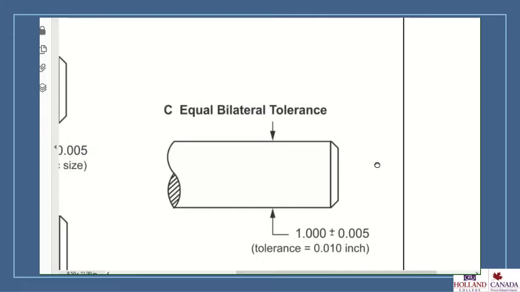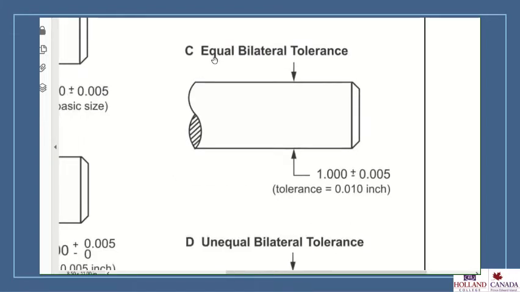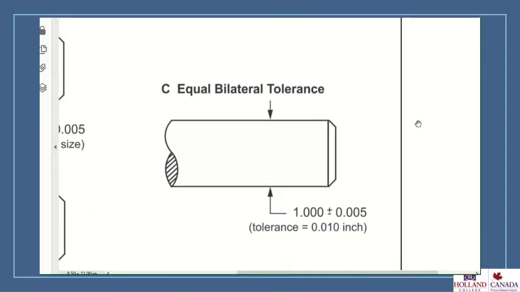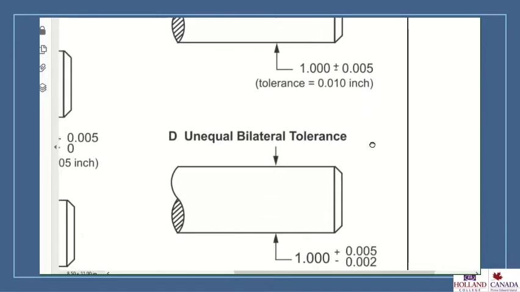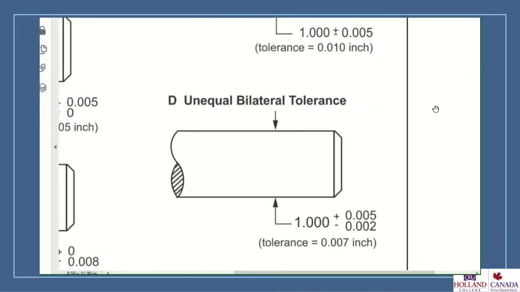Okay, so then we have a bilateral tolerance. Under bilateral tolerances, we have equal bilateral tolerances and unequal bilateral tolerances. So a bilateral tolerance is in two directions. So this one can be plus 0.005 inches, or it can be minus 0.005 inches. And D is an unequal bilateral tolerance. So it can be bigger by 0.005 inches or smaller by 0.002 inches.